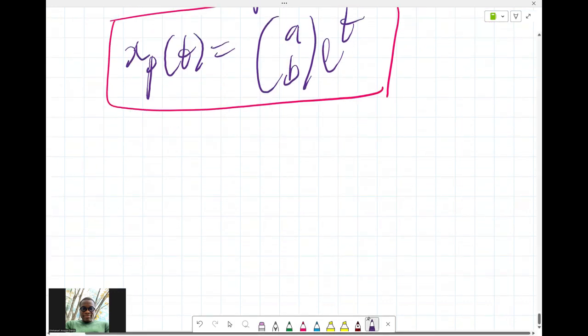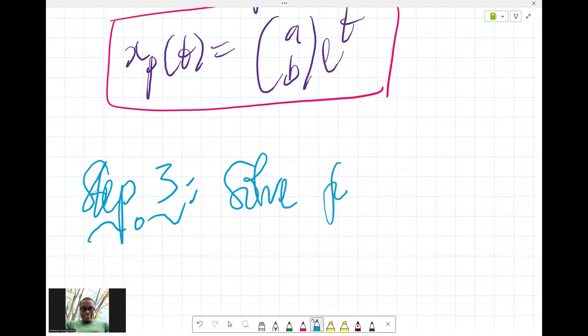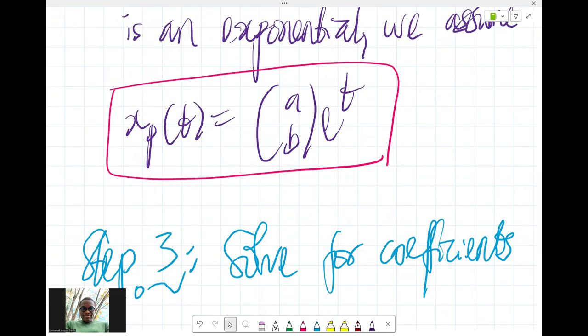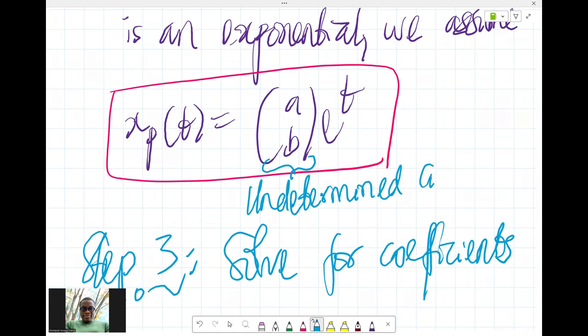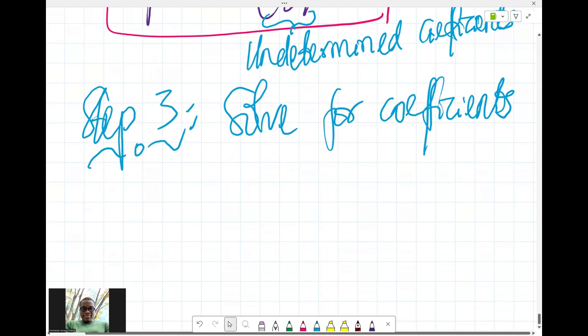So the next thing we want to do in step 3 is to solve for coefficients. So this a, b now are the undetermined coefficients, where the method derives its name from, undetermined coefficients. Okay. So we want those a, b now. All right. So solve for coefficients a and b, as you can see there.